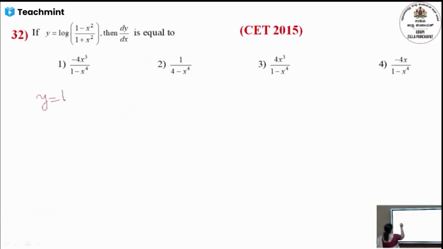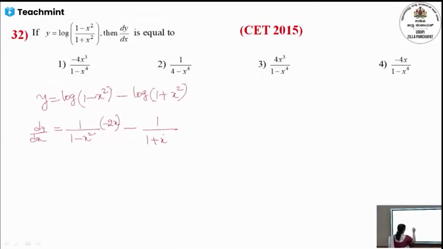This is y is equal to, what is log m by n? It is log m minus log n. So now this is derivative of log, what? 1 by, derivative of 1 minus x squared is minus 2x. Then 1 plus x squared, derivative of x squared is 2x. So this is minus 2x. I will take common. What remains? Minus 2x taken out, 1 by 1 minus x squared, and here 1 by 1 plus x squared.